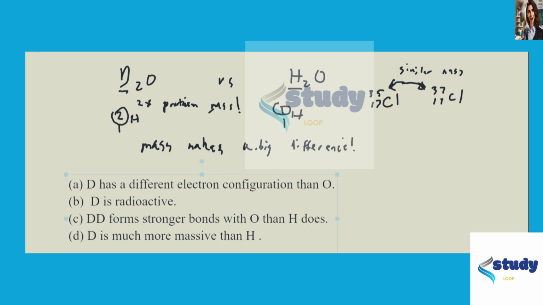that deuterium has a different electron configuration, which is not true. It is simply an isotope, and an isotope, by definition, is just a different mass, a different number of neutrons. So it can't be A.